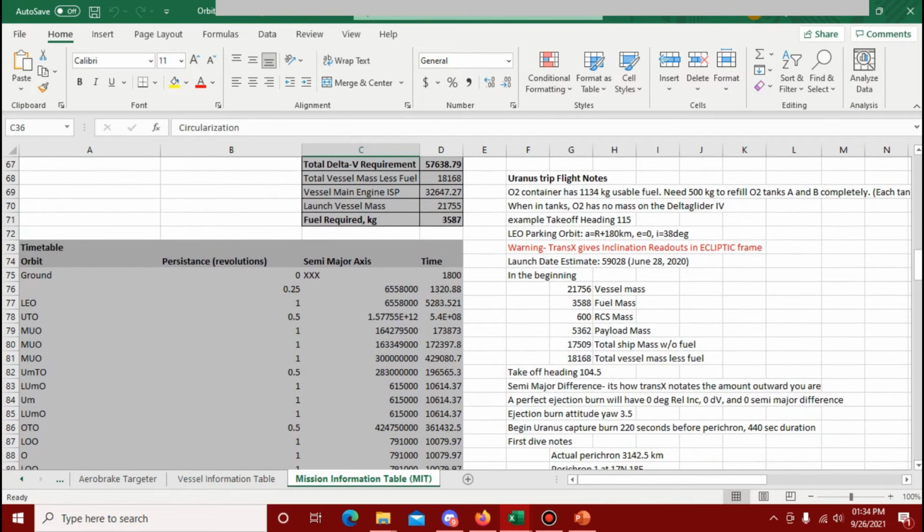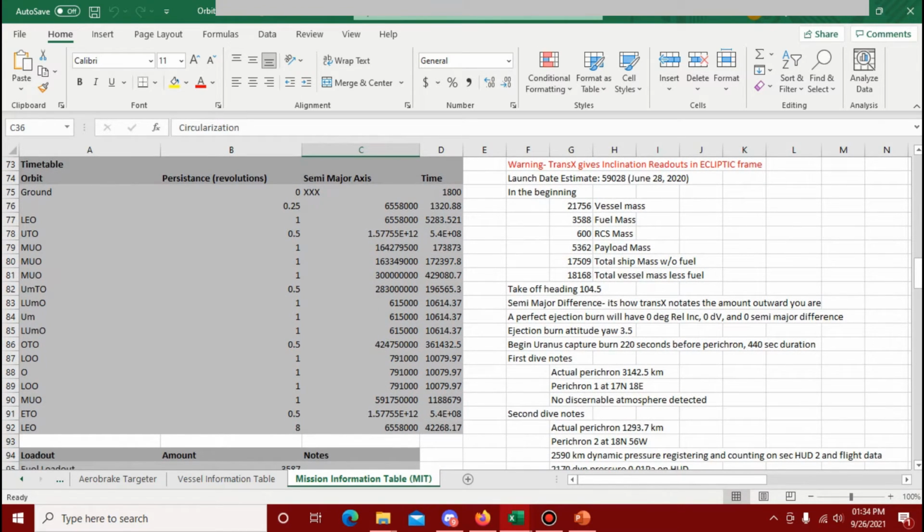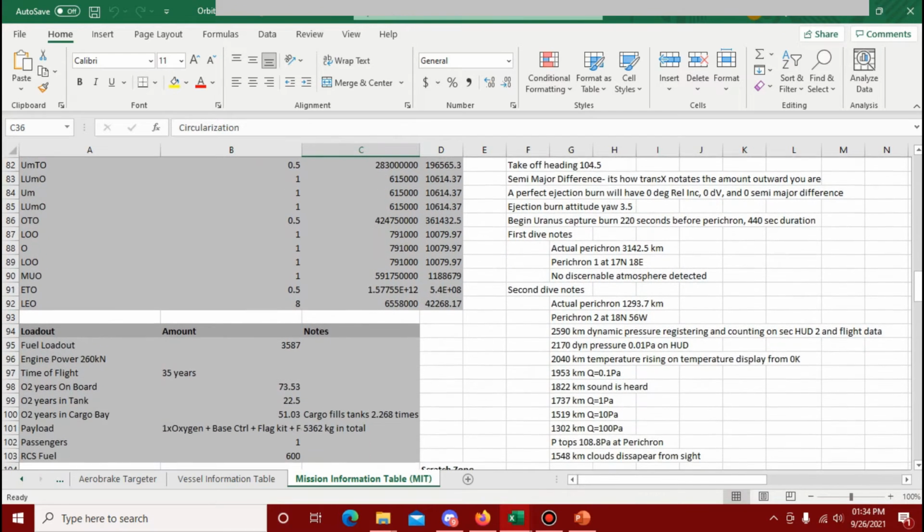Okay, continuing down, I also have some flight notes. So basically things that I realized, hey, this is important to the mission. I should write this down for the future. I wrote it down here. Then we have the timetable, basically what is expected to happen when, how many orbits we're planning to make. This was all used to calculate the duration of the mission.